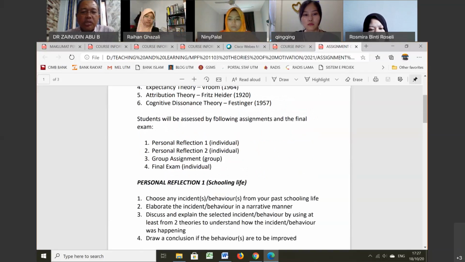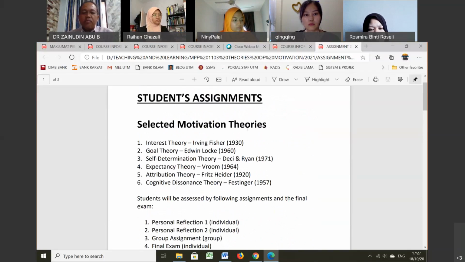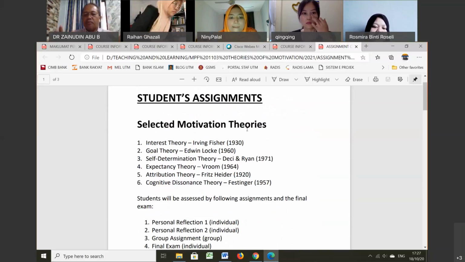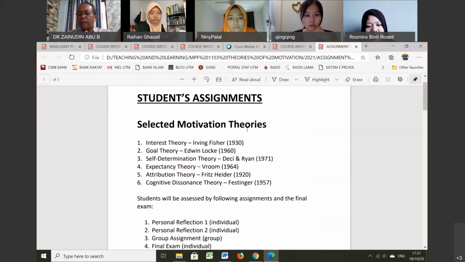It's up to you which theories you want to use. I don't see any problem. So if you think that you want to explain the behavior from the perspective of self-determination theory, you can do so. Okay, but if you say, for example, you want to explain further by using attribution theory, go ahead. And then if you want to explain further by using cognitive dissonance theory, go ahead. All right? Explaining one single behavior by using 3-4 motivation theory. It's up to you.